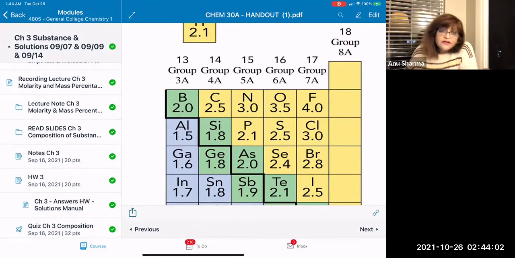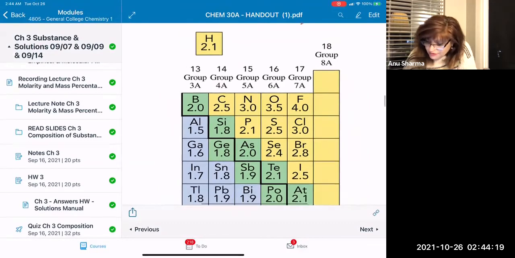Okay, look at fluorine, chlorine, bromine, iodine. Fluorine has a maximum of 4.0. Chlorine is 3.0, lesser than fluorine. Bromine is lesser than chlorine and fluorine, that's 2.8, and iodine has the least of all the halogens. So that is the ability to attract the electron. So that is one piece.